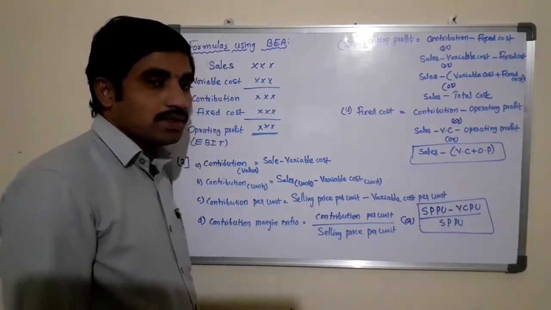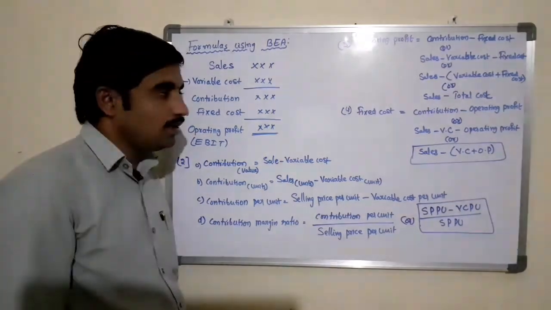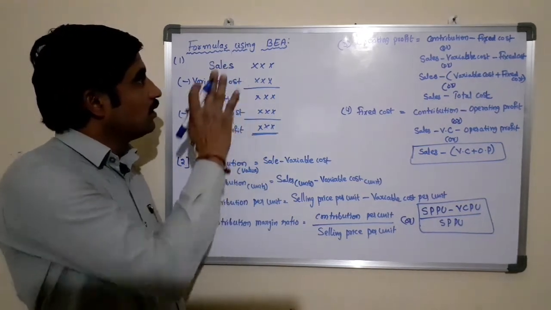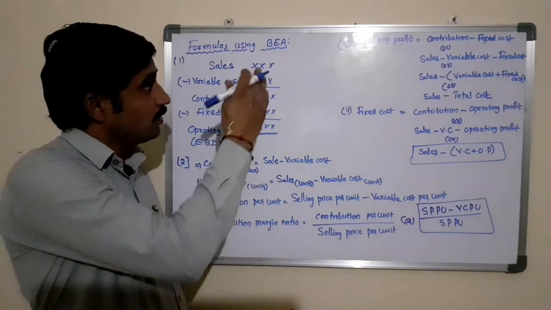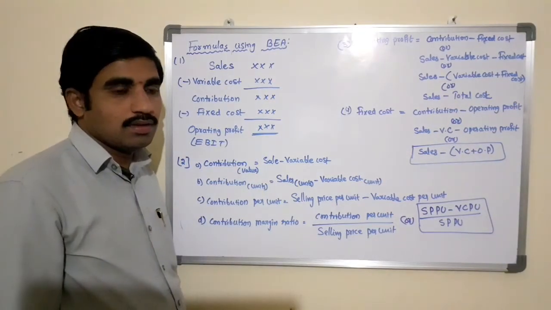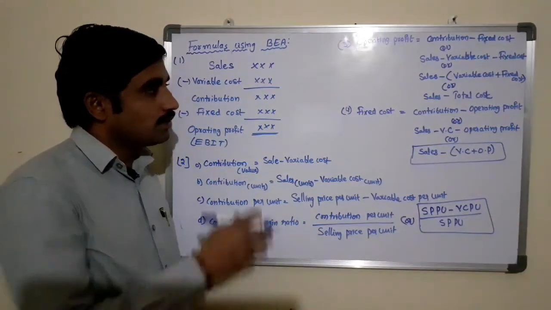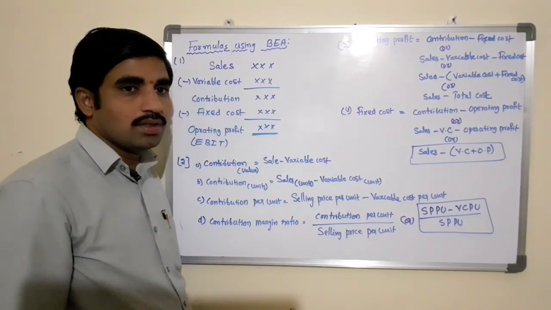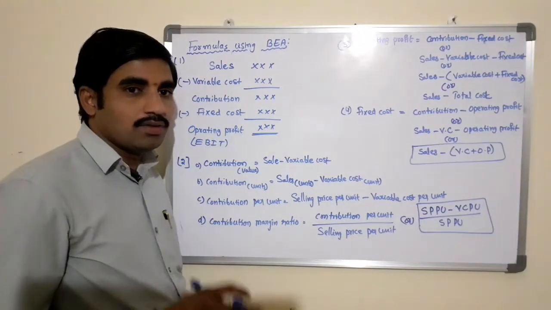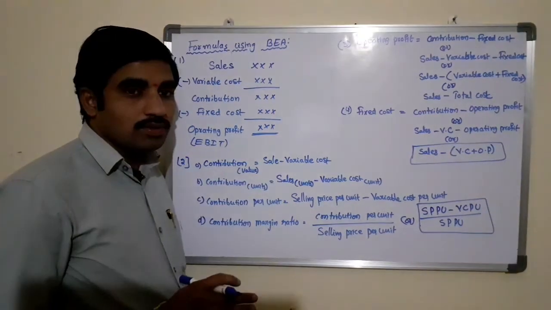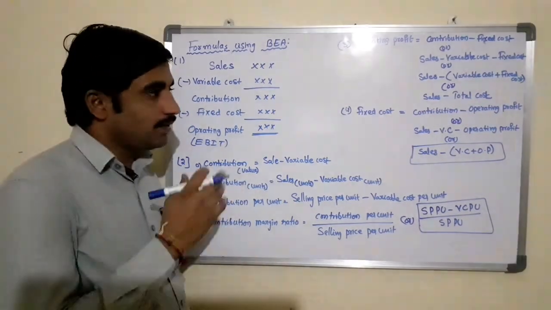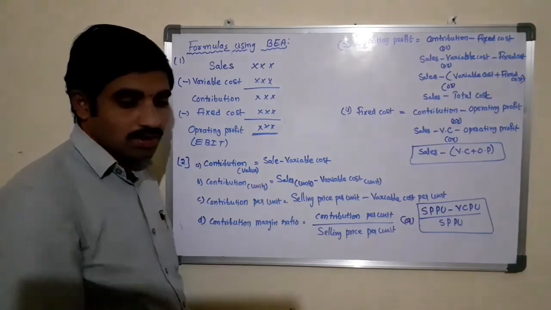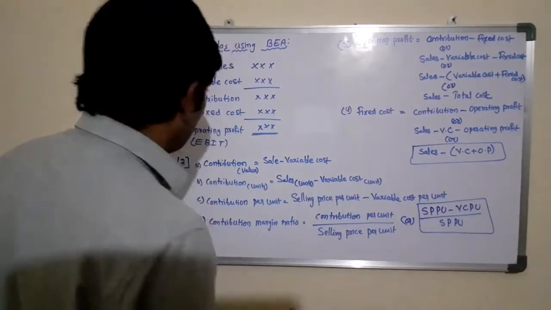So fixed cost always remains constant irrespective of level of production. So they are some of the formulas that we are using in break-even analysis. Not only the break-even point, also margin of safety, fixed cost, operating profit, contribution per unit, contribution margin ratio, profit volume ratio, margin of safety in unit, margin of safety in value, margin of safety ratio, right? Different formulas that we are using in the break-even analysis. So they are the 4 formulas that we are using. Now let us see the remaining formulas.